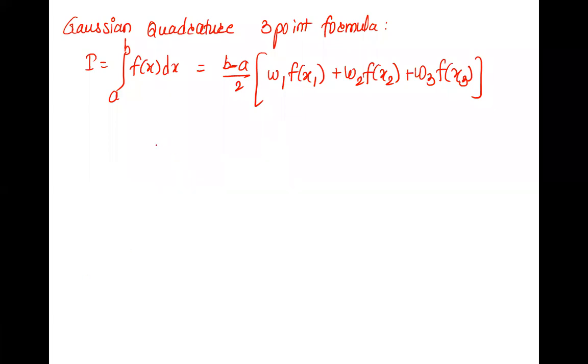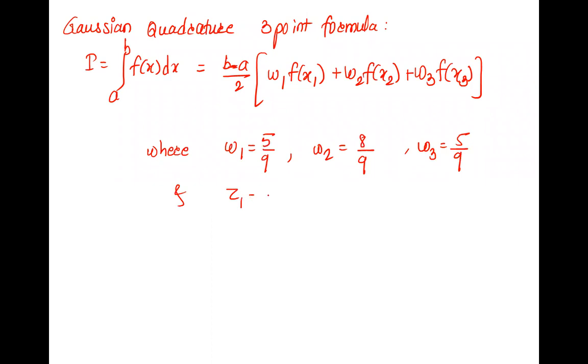Okay, where we have to again write some values and you should remember them. Where w1 is 5 by 9, w2 is 8 by 9, w3 is 5 by 9, and z1 is minus root 3 by 5, z2 is 0, and z3 is root 3 by 5. This is again you have to remember for 3-point formula.